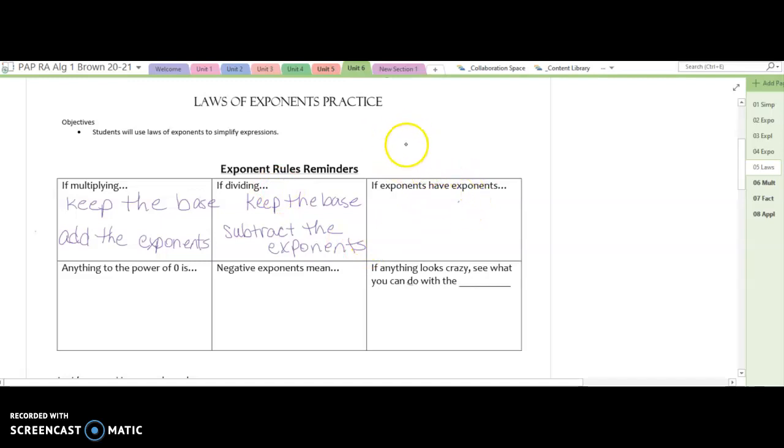If you have an exponent raised to an exponent, then you multiply the exponents. Remember, anything to the power of 0 is equal to 1, except 0. Negative exponents mean that the number is in the wrong place.